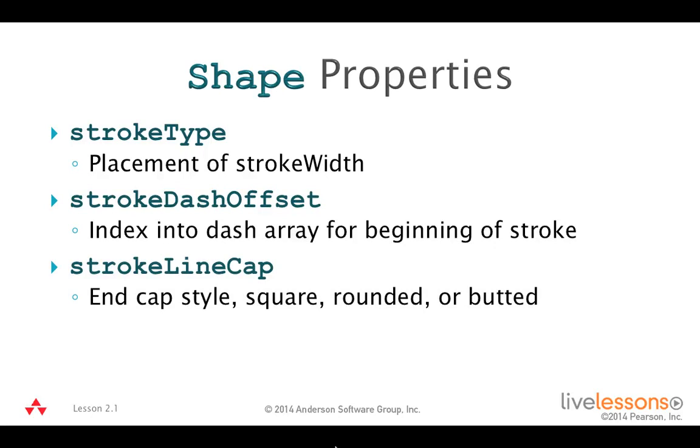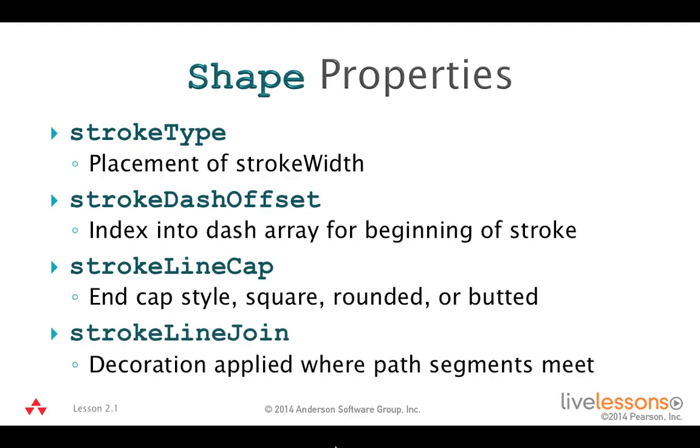Property stroke line cap has enums that let you set the end cap style. This style makes the end of lines square, rounded, or butted. Finally, the stroke line join property has enums that decorate where path segments meet. These decorations can be beveled, mittered, or rounded. Now we'll show you how to use most of these shape properties in the lesson programs that are coming up.